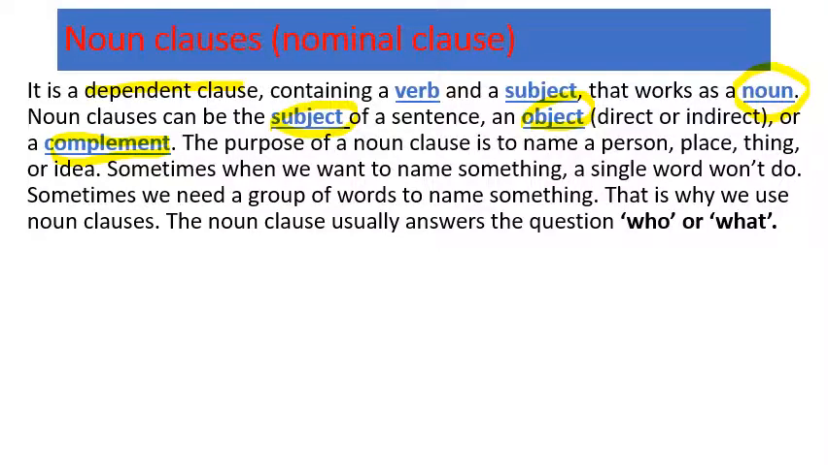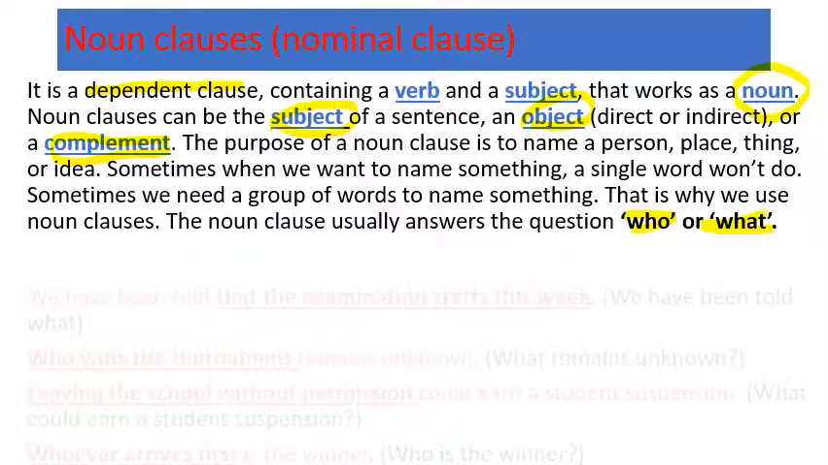Why do we use noun clauses? We use noun clauses in order to name a person, a place, or a thing. Sometimes it's not sufficient to refer to that person or that place or that thing using one word. Sometimes we need a group of words referring to that person or that thing. That's why we need to use a noun clause. Noun clauses usually answer the question of who or what.